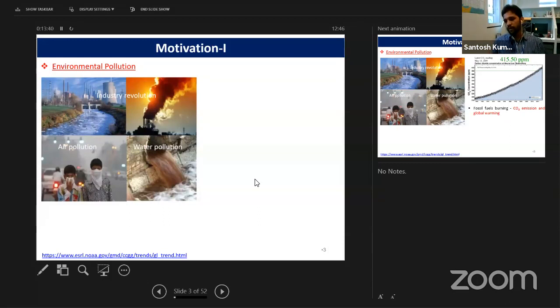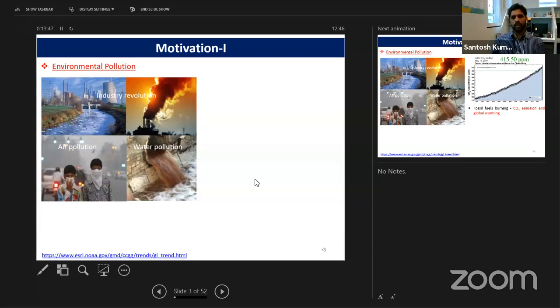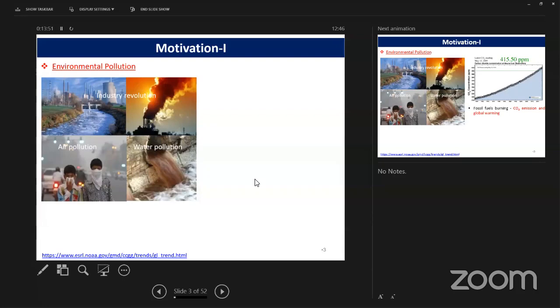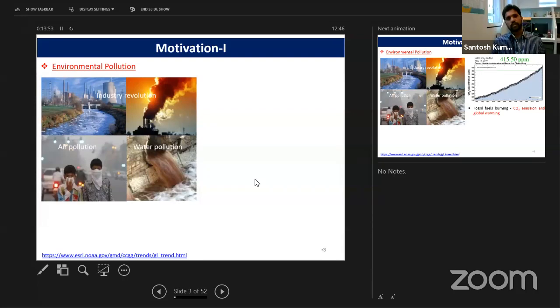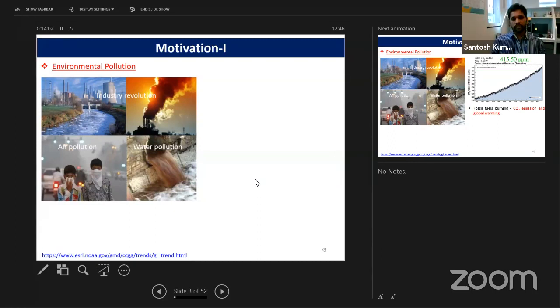But why have we been doing this? What is the motivation? That is because you don't do something without the need to do it, right? So particularly for me, the motivation is our day-to-day life challenges. Look at the environmental pollution. After the Industrial Revolution, human activities on Earth have polluted the air, water and even soil, right?